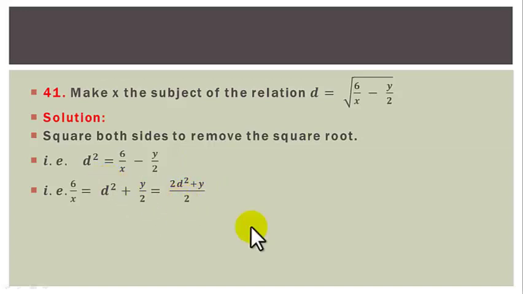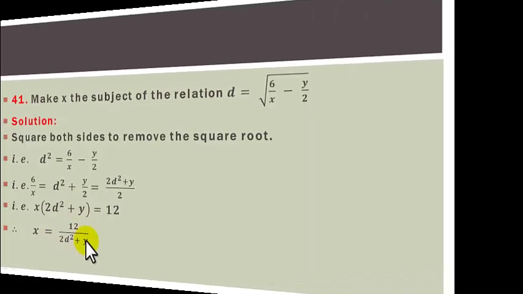By cross multiplication, you have x times (2d squared plus y) equal to 2 times 6, which is equal to 12. So therefore, if we divide both sides of this equation by 2d squared plus y, this will give us x equal to 12 all over 2d squared plus y.